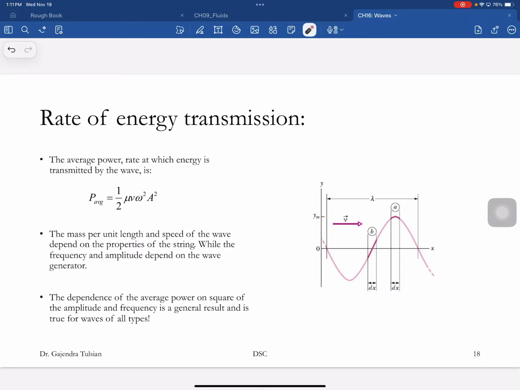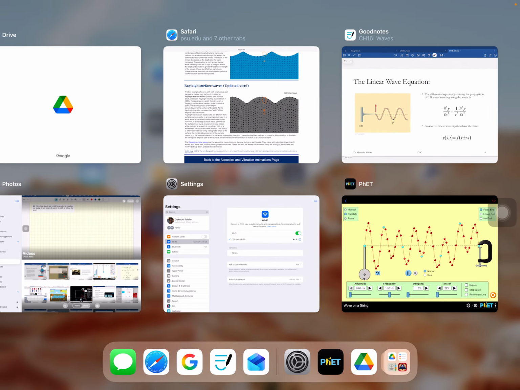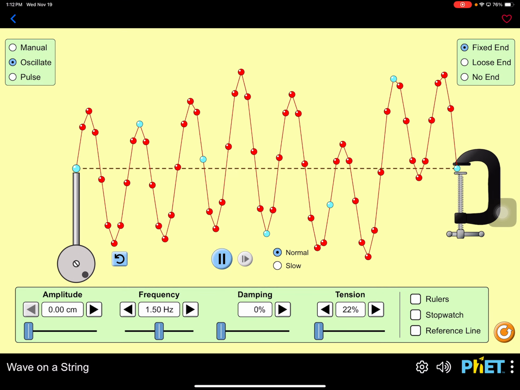So if you want to hear something louder, more energy needs to reach you. So the power is proportional to the amplitude squared and the frequency squared. And this is a general feature for most waves. The dependence of the average power on the square of the amplitude and frequency is a general result, and it's true for waves of all types. This one we're not going to derive.